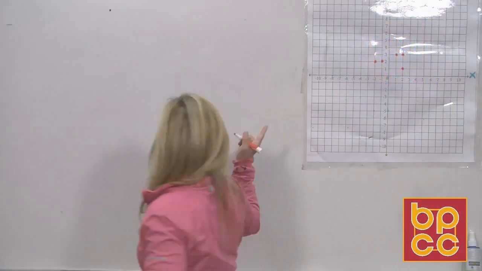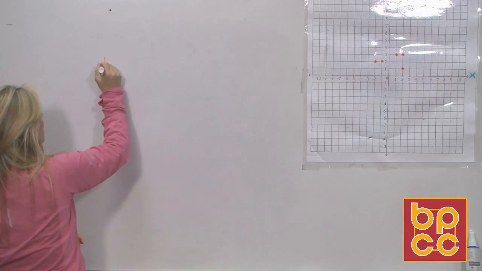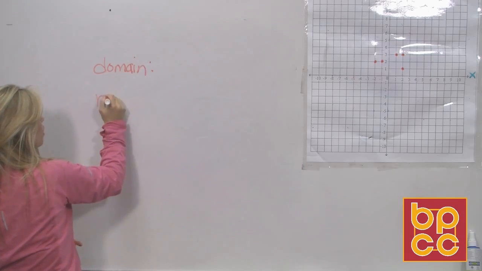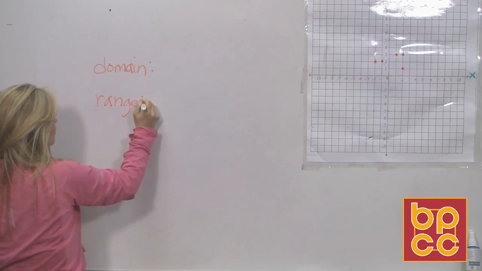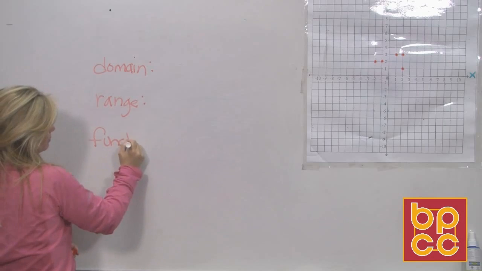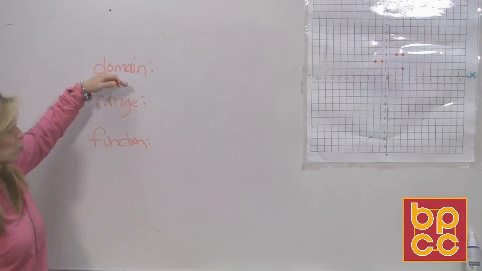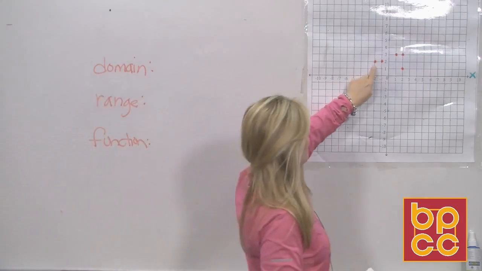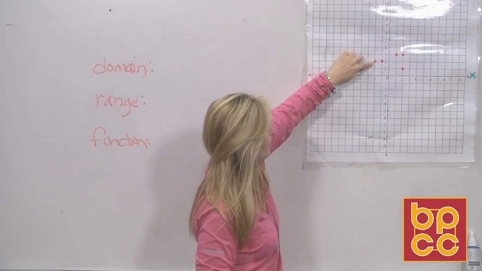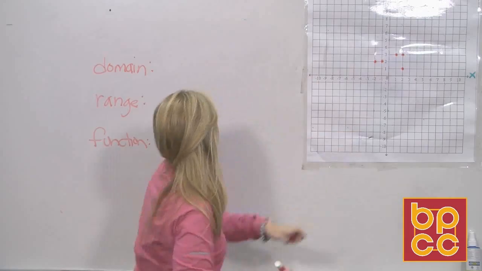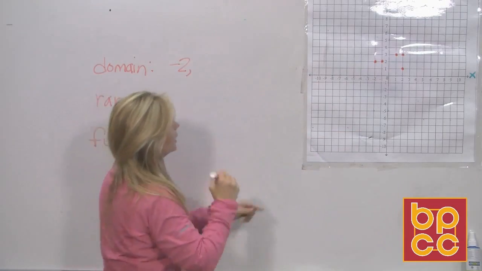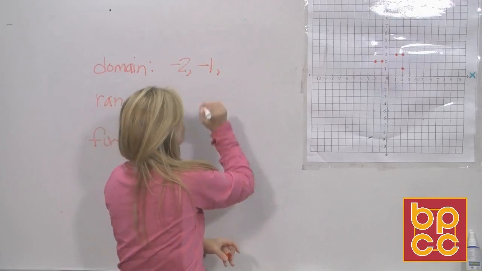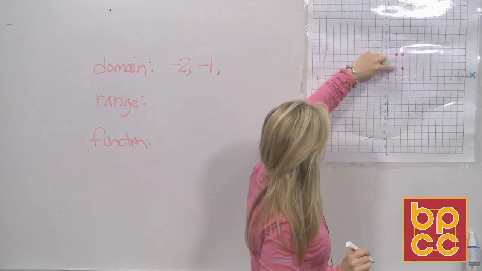So I'm asking you 3 things about this picture. I'm asking you its domain, its range, and if it's a function. So first, what does domain mean? Domain means X. Can you give me the X value of every point? Sure you can. This point's x value is -2. This point's x value is -1. This point's x value is 1.